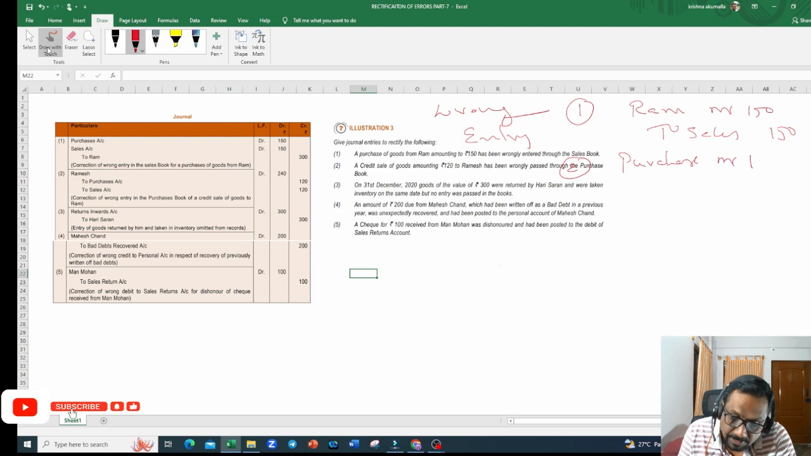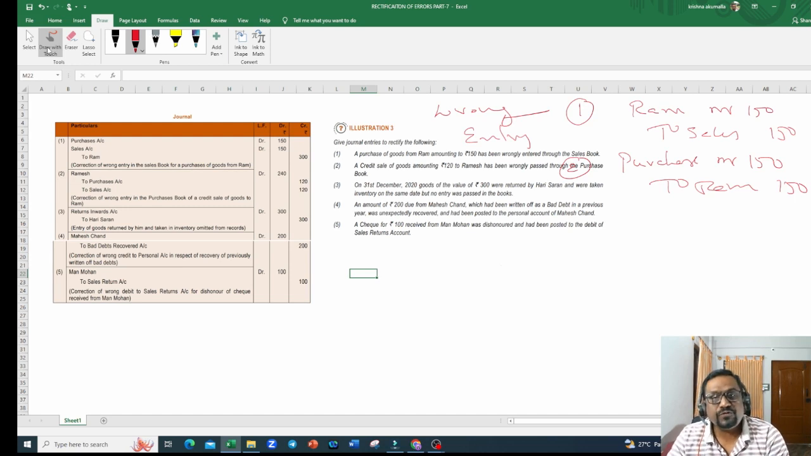Purchases account debit 150 and we would have credited RAM account 150, because we purchased goods from RAM, right? So this is the correct entry.